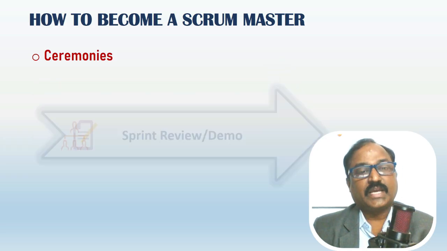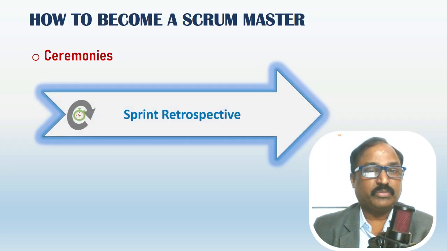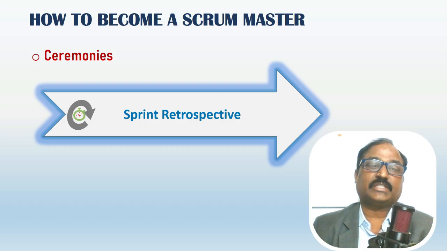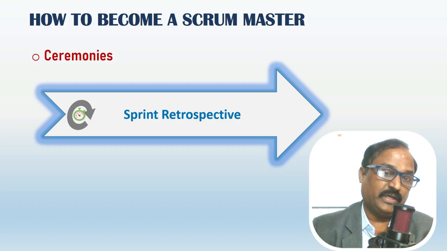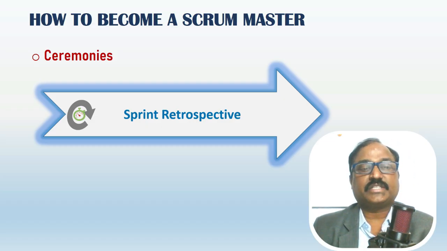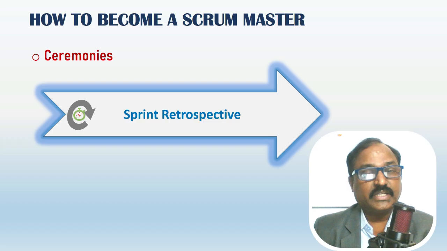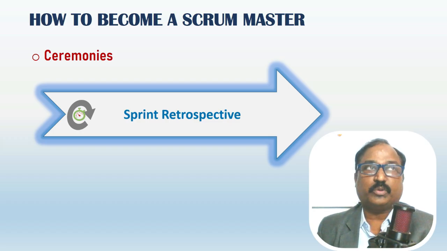Sprint retrospective happens after the sprint delivery. All team members participate in this meeting to analyze the sprint delivery. They discuss on what went well, what went wrong, and what are the action items to be performed so that the issues, risks will not be repeated again. The goal of this ceremony is to prevent recurring problems and continuously improve the process.